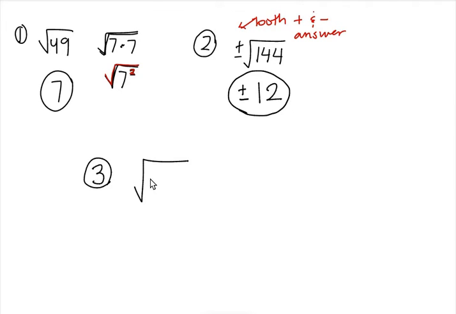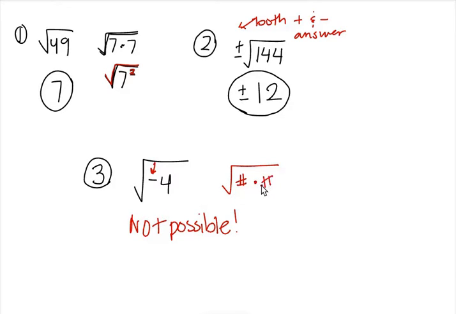Number 3, square root of negative 4. As of right now, this is not possible. You cannot have a negative inside the square root symbol. In a minute, you'll see one where the negative is outside. But what this is asking is, I need a number times itself that's going to equal a negative.